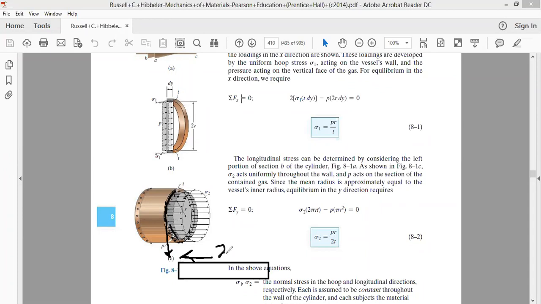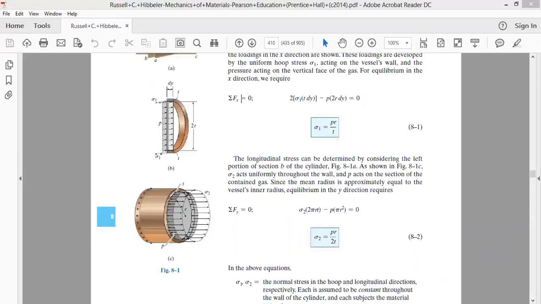It will be 2 pi r. And as far as the thickness is concerned, it will be equal to t. So it means the force is being created by the internal pressure along the y-axis.